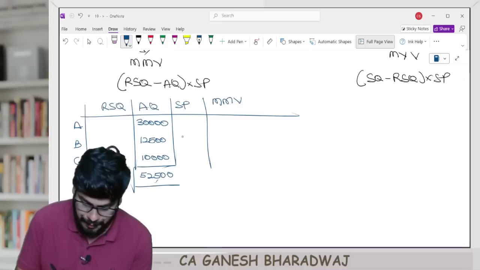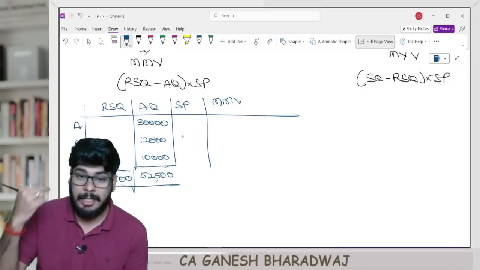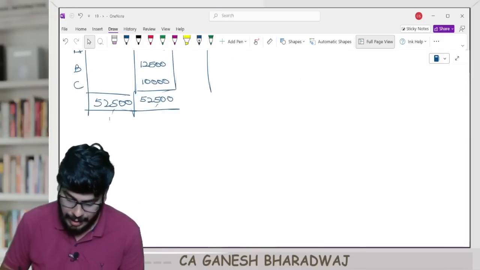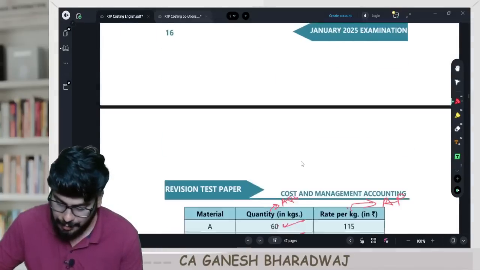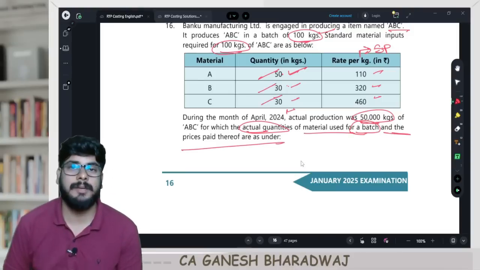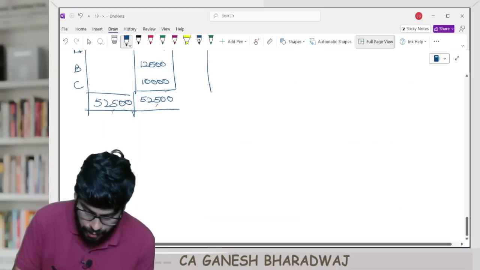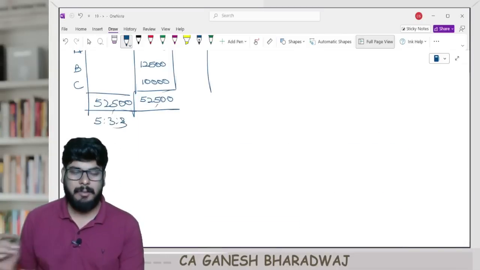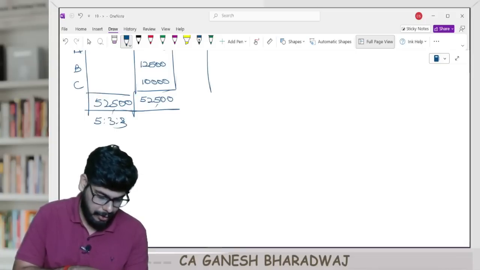Now, what you need to do? You need to go to the revised standard quantity column, put this 52,500, and this 52,500 should have been in the standard mix. What is the standard mix? Go refer the question. Ideally, the standard mix that I should have maintained was 5:3:3. So this should have been in the ratio of 5:3:3. So 5 plus 3 plus 3 is going to be 11.